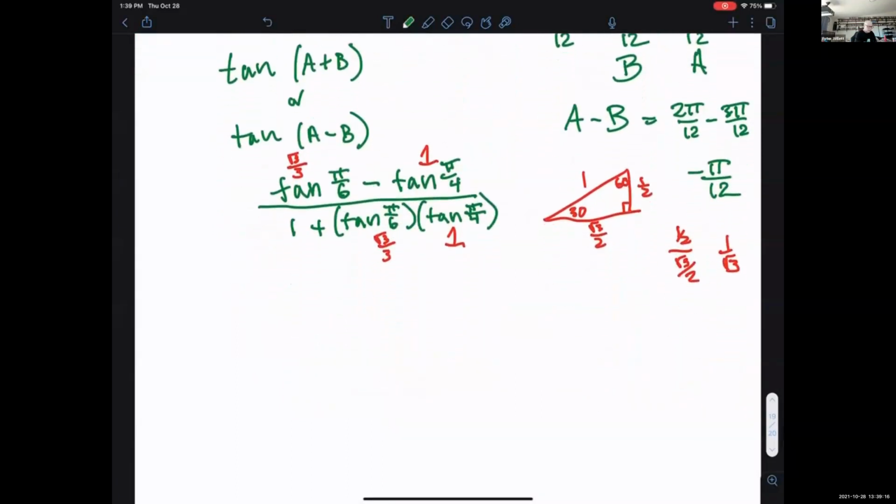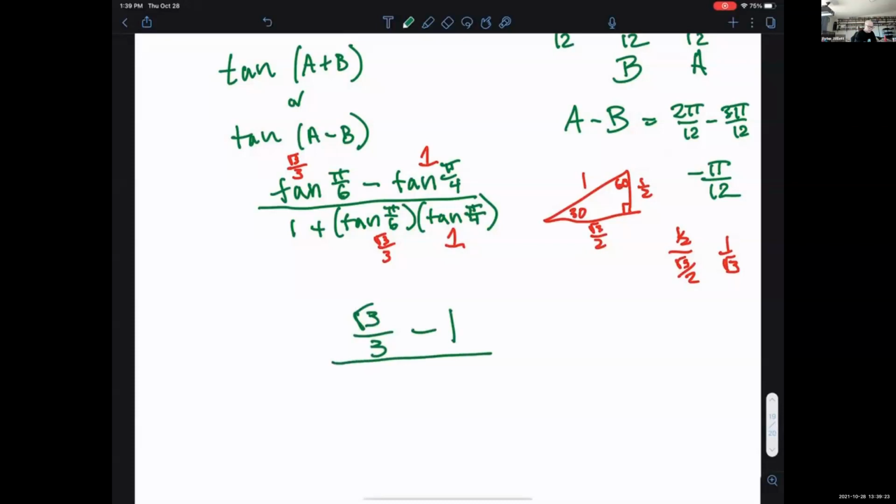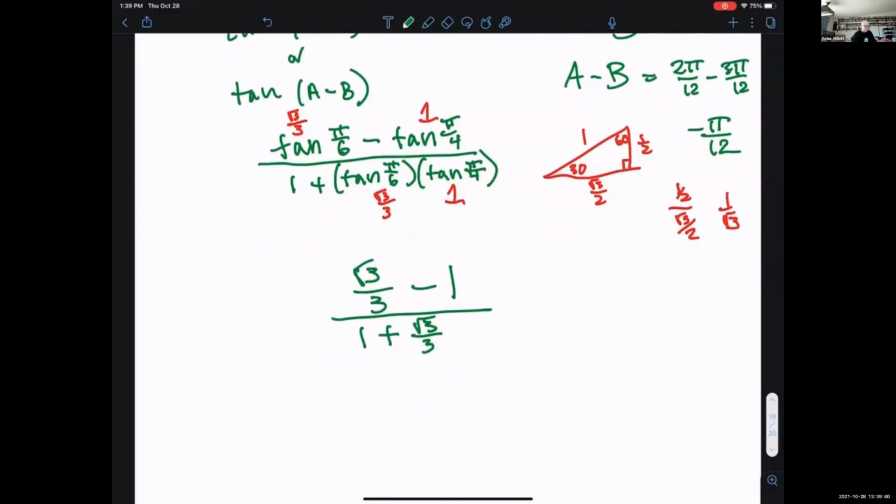Let's see if I can do that. So I'm going to get the square root of 3 over 3 minus 1, divided by 1 plus the square root of 3 over 3 times 1, which is square root of 3 over 3. And now we still have to play with this to simplify it. So first of all, I have these little fractions inside the big fraction. So I would clear those by multiplying the top and the bottom by their common denominator.